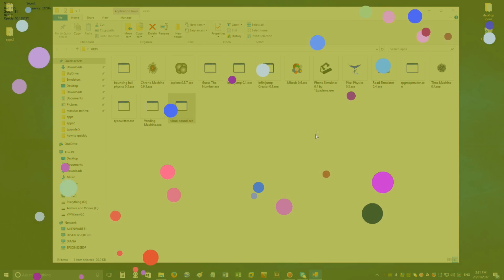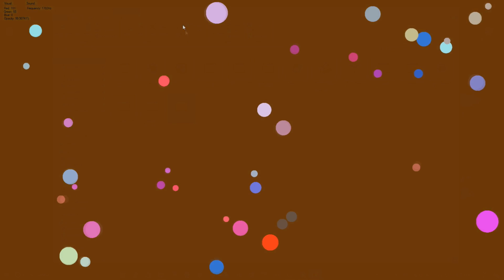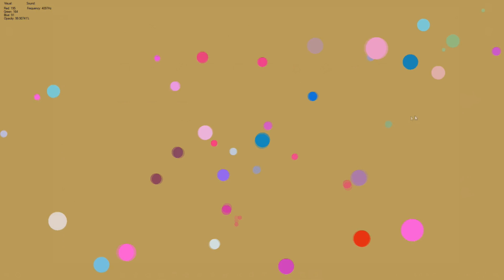Okay, anyway, so let's put that opacity back up. And you can also right-click, and that adds blue to it. So I've added blue 91, blue 255 here.